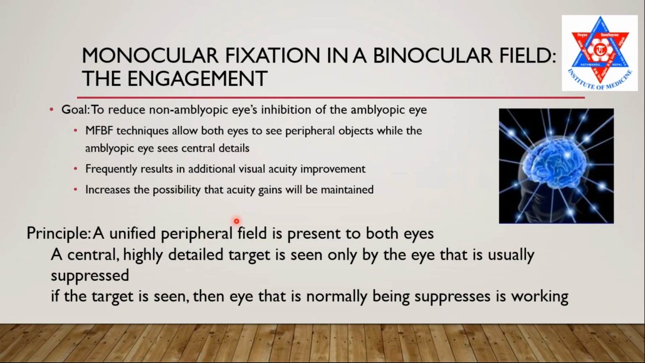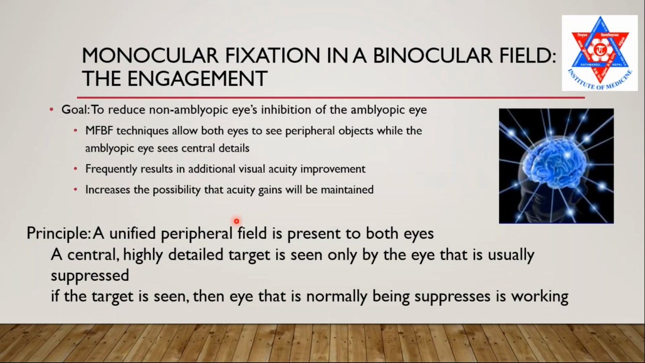Basically it is the procedure of engaging both the eyes. The goal of monocular fixation in binocular field is to reduce the non-amblyoptic eye's inhibition of the amblyoptic eye. Now, the next thing I forgot to discuss is that in doing all the monocular therapy procedures, we occlude the non-amblyoptic eye. I just discussed minimal use of occlusions during the vision therapy procedures. So during all monocular therapy procedures, we just occlude the good eye.